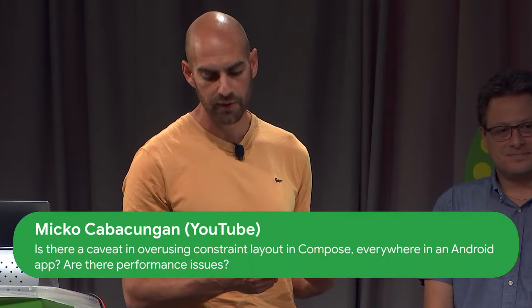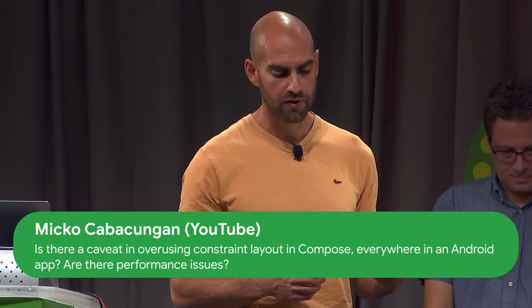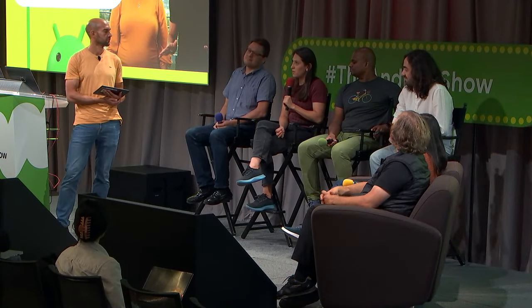Okay, another question. Miko asks, is there a caveat to overusing ConstraintLayout in Compose in an Android app, and are there performance issues? Does someone want to take that? I can start. I would ask, what are the use cases you're using ConstraintLayout for, and where are the regular Column and Row not enough? In terms of performance issues, I'm not sure. Are you aware of any?